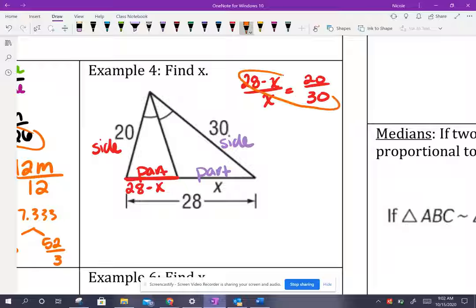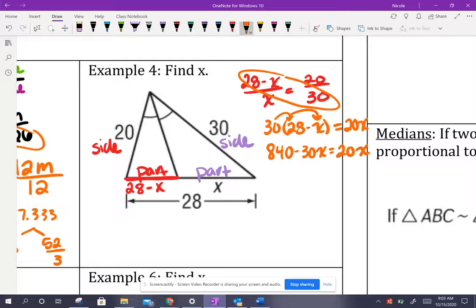And then we are going to cross multiply. And when we do that, be careful with your parentheses. I'm multiplying that 30 to the entire thing. So 28 minus X is going to go in parentheses first. And that's equal to 20X. I'm going to distribute that 30 in. So 30 times 28 is 840 minus 30X equals 20X.